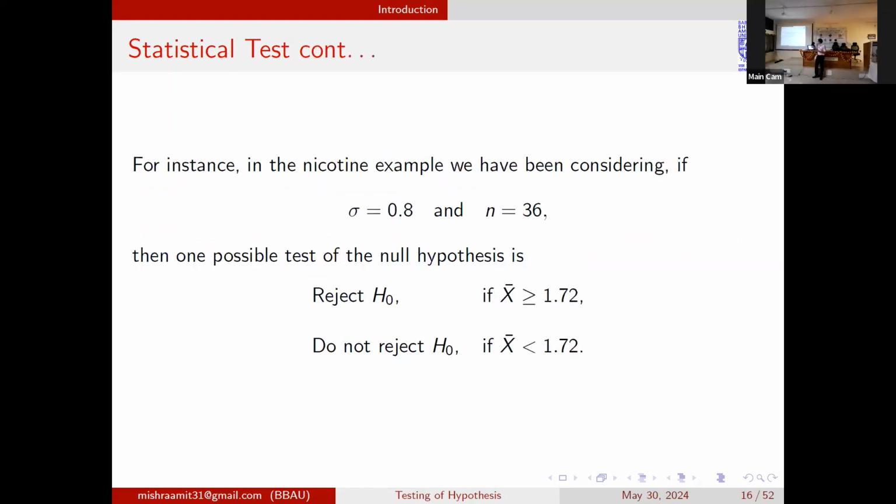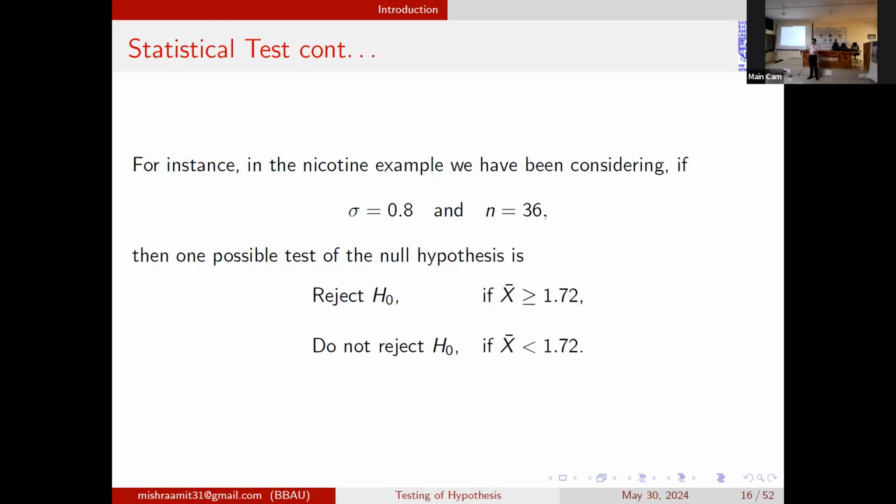So, for example, in this tobacco example, we were interested in mean nicotine per cigarette in the population. So what you can do? You can take some sample of cigarettes and check mean nicotine, check the nicotine of the first cigarette, second cigarette, third cigarette, and find out the average. So that average will be the test statistic. Because if you want to perform something for the mean, find the average.